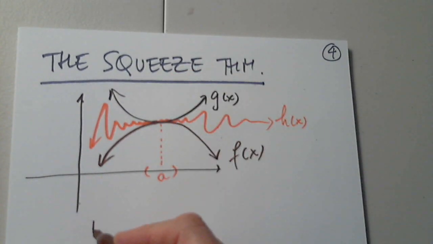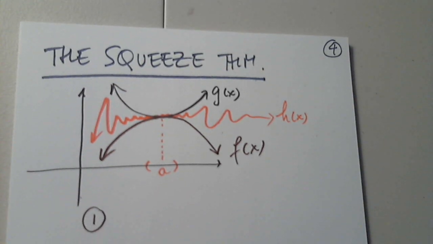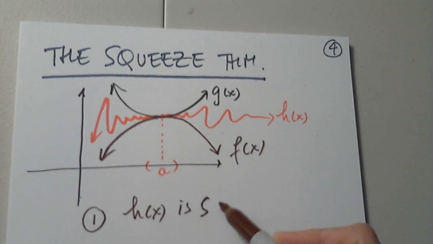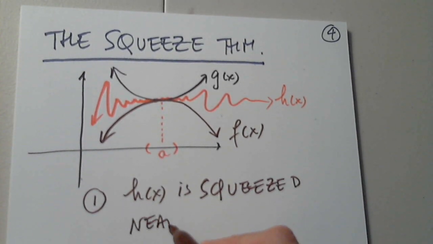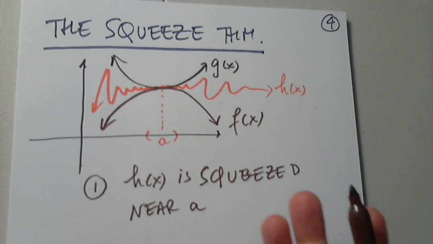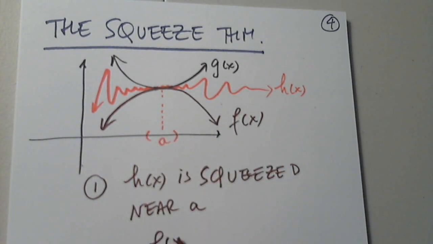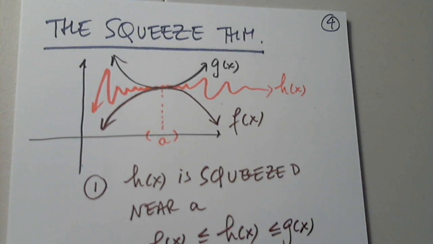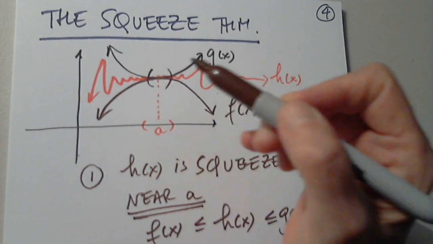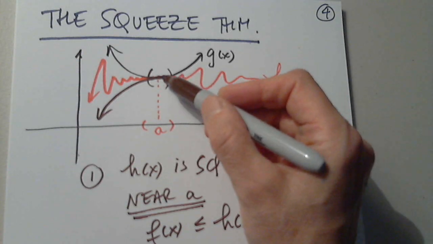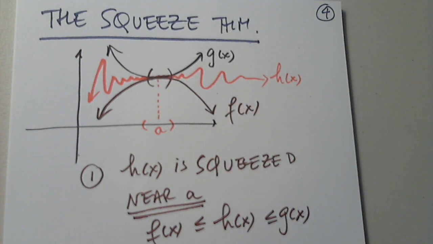This theorem has two hypotheses. Hypothesis number 1: h of x is squeezed or sandwiched near a. How is it squeezed? As we see, f of x is below and g of x is above. But near a, not everywhere. I only care about this.